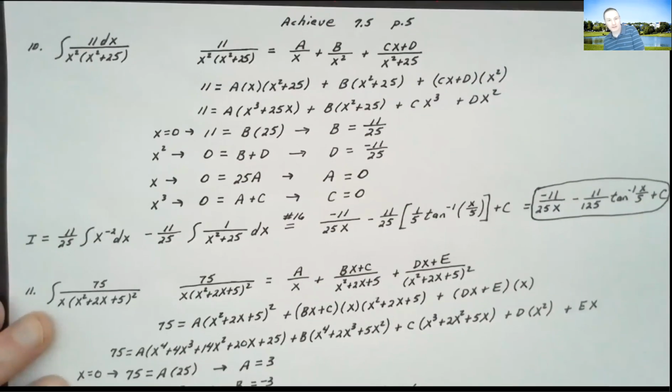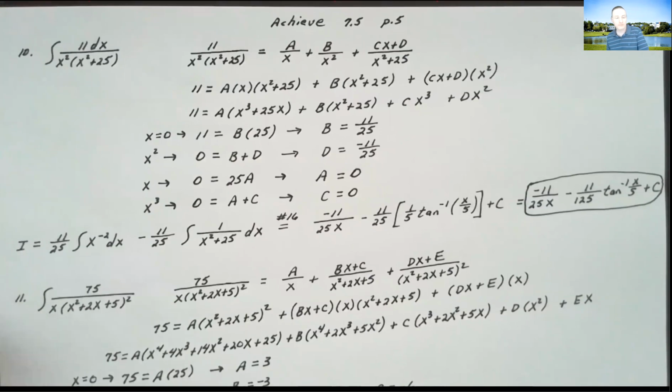Now, that was 9. How about we look at 10 here together? In 10, we have the integral of 11 with respect to x over x squared times x squared plus 25. Okay. So when I'm thinking about how to do this problem, I already know my denominator is a linear factor that's repeated with the x squared times an irreducible quadratic with that x squared plus 25.